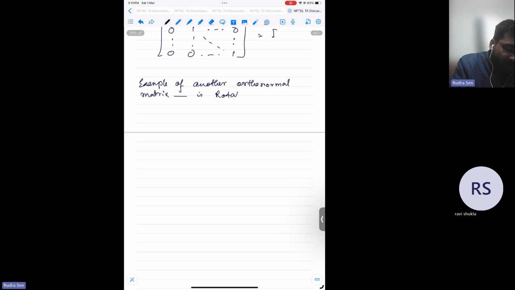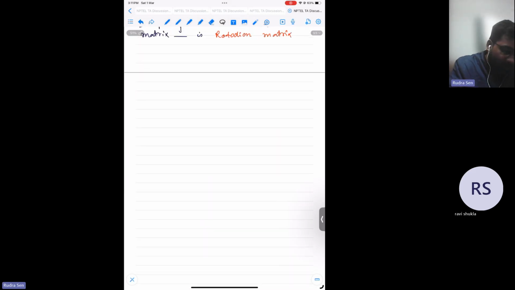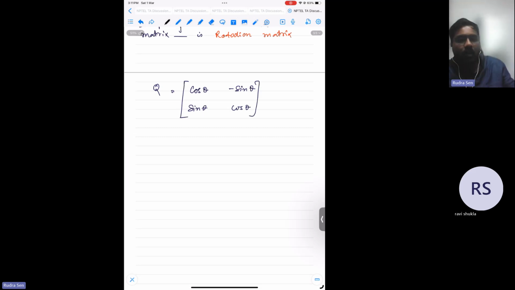What is a rotation matrix? A rotation matrix looks like this: Q equals cos theta, sin theta, minus sin theta, cos theta. The column vectors are orthonormal to each other, because we know that cos square theta plus sin square theta is basically 1. So this is known as the rotation matrix.